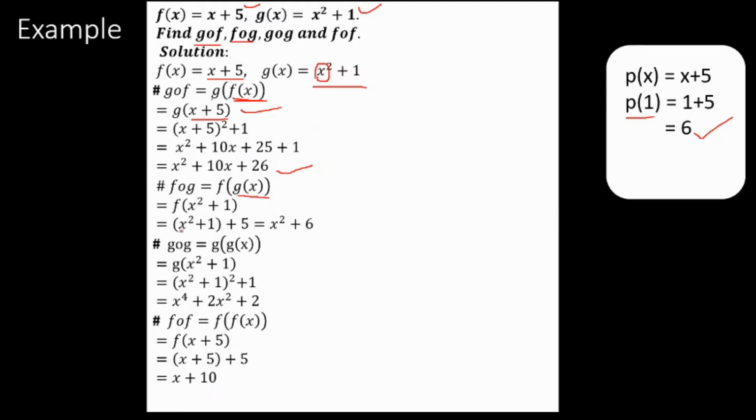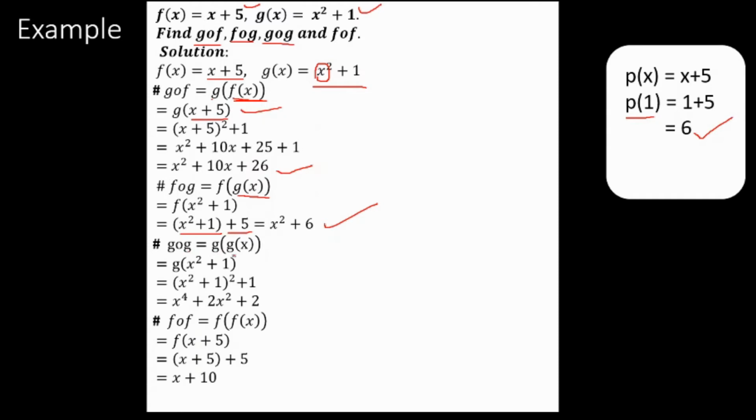So x square plus 1, and here we have plus 5. That plus 5 we are writing over here. So x square plus 1 plus 5, I guess x square plus 6. It's almost clear to everyone how you got x square plus 6. Next, they have asked you to find g∘g. g∘g is nothing but g of g of x.